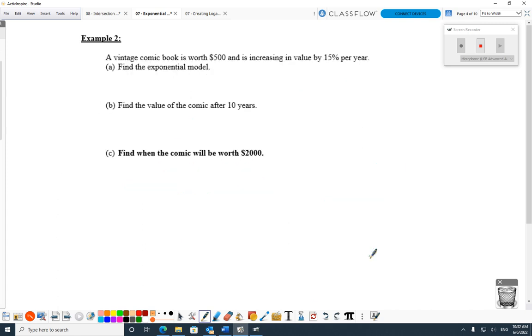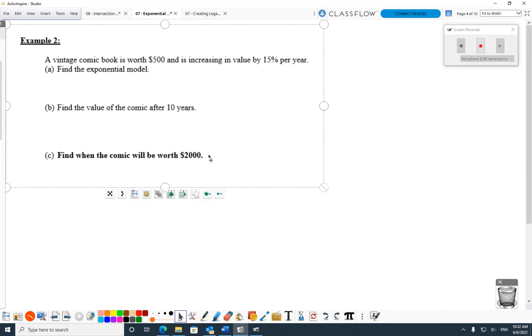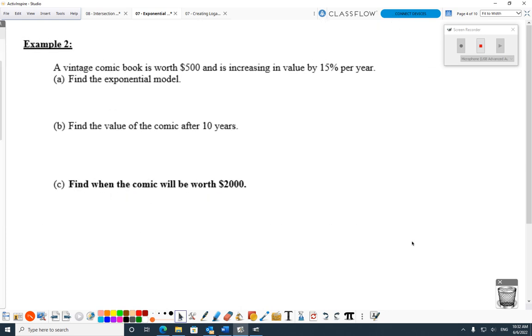Okay, a financial one for you business, economics type people. A very simple one. I'm not trying to solve all the business economics questions in the world here, but here it is for business people. A vintage comic book is worth $500. It's increasing in its value at 15% per year. Find the exponential model. So the value of this comic has a start amount of 500, and then some growth factor.